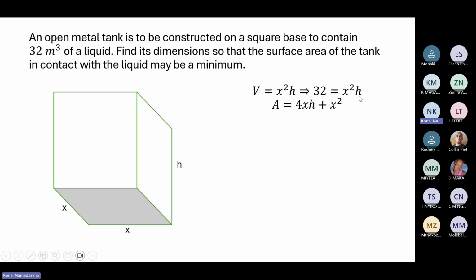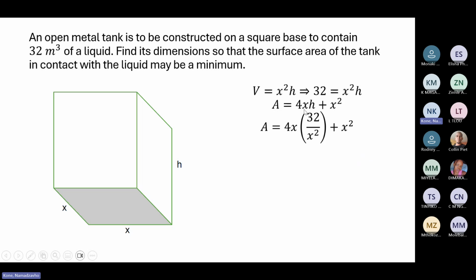And you can see that indeed it will be h, because if we try to make x the subject of the formula, it will involve the square roots, and we don't want to do that. So to avoid having square roots all over the place, we will make h instead the subject of the formula. So when we do that, we will find that h is 32 over x squared from this equation.